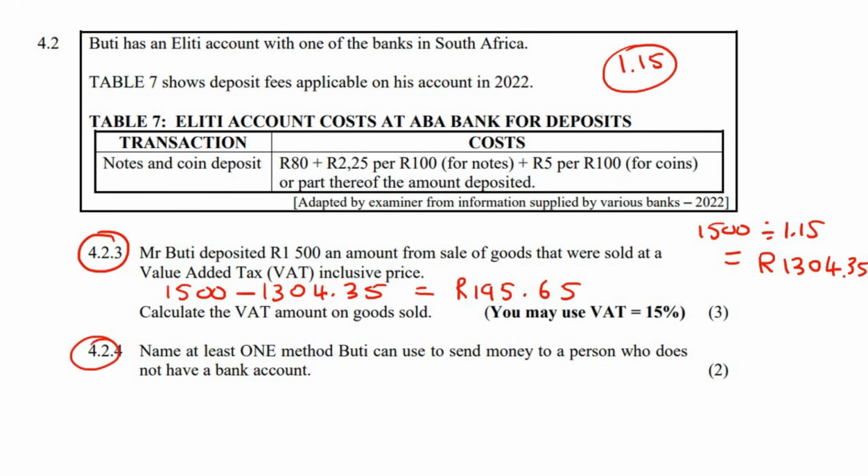Next question says, name at least one method Booty can use to send money to a person who does not have a bank account. Okay, well he could use a cash send. Okay, or you could use e-wallet, for example.